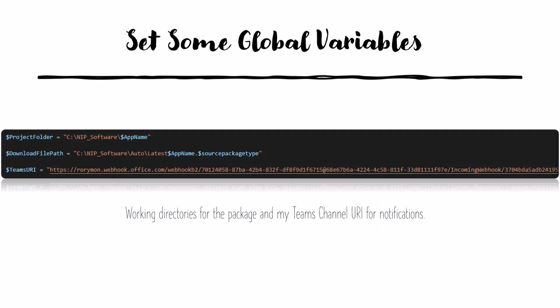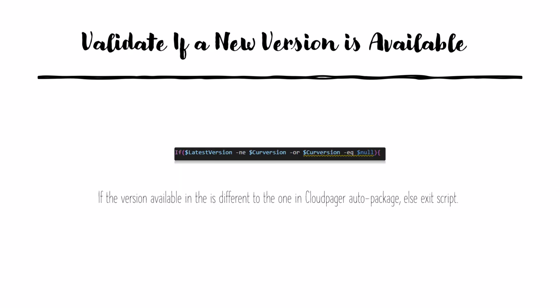Very straightforward. I set some global variables for things like working directories in order to download the MSI or EXE from the vendor site, also where to output my completed application container package to, and my Teams channel URI for sending the notifications. A very, very important piece of this script is simply validating to see if there's a newer version than that which has already been published within my CloudPager tenant.